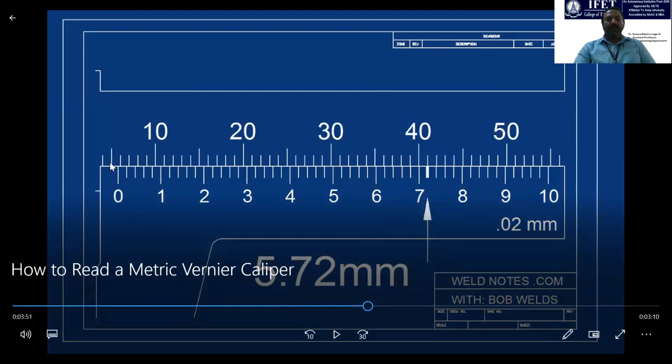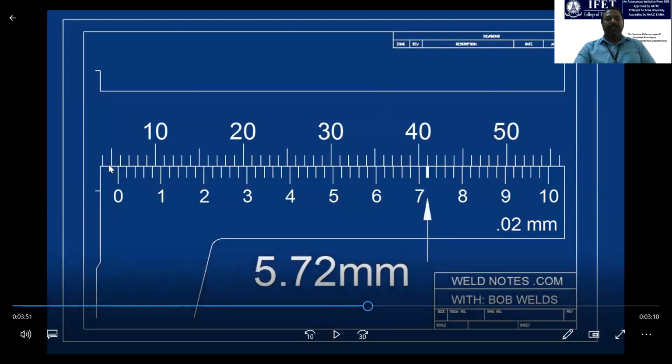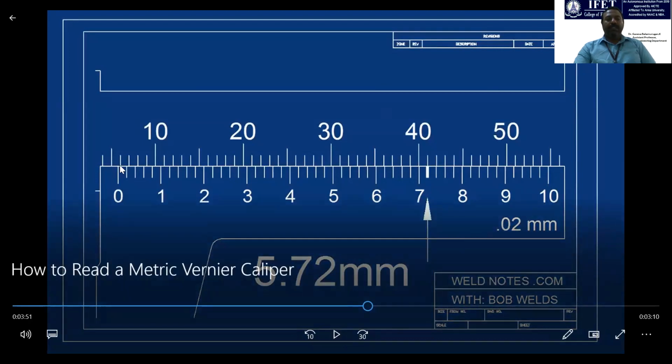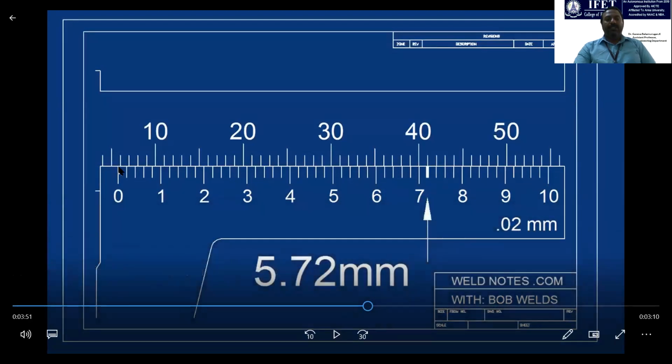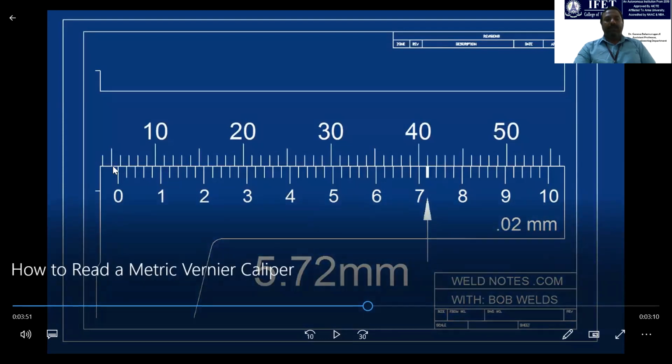So that is how to read this. This is 5 mm. After 5, this 0 is not matching with the 6. It is in between the 5 and the 6. It is near to the 6, but we don't know the exact value. So it is 5 point something. The 7 is matching, and the line after the 7 is very exactly matching with the main scale. So how to read this one?